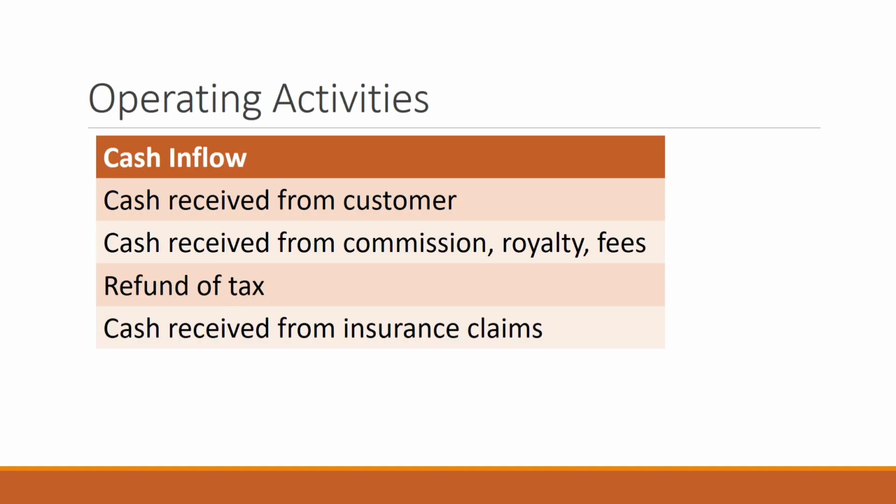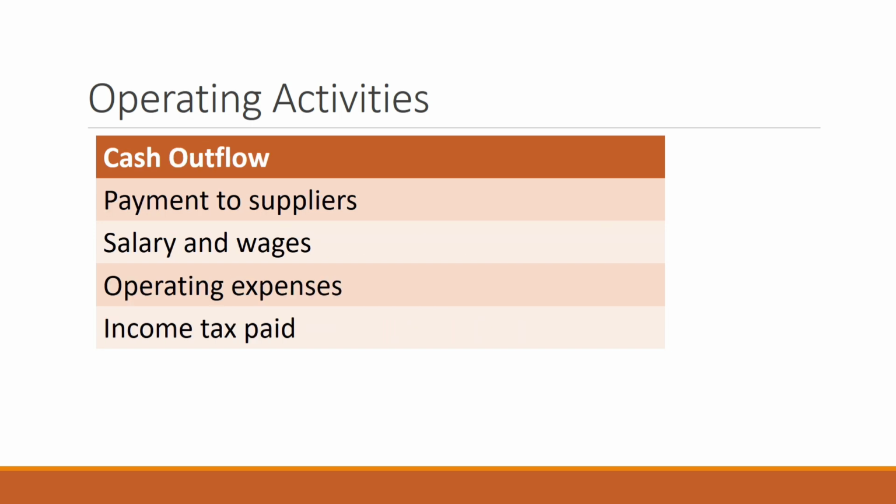Cash inflows from operating activities. This is the cash coming into the business. Cash received from customers, cash received from commission, royalty, fees, etc., refund of tax, cash received from insurance claims, if any. Now comes cash outflow, the money going out of the business. Payment to suppliers, we are paying salaries and wages, normal operating expenses, for example, rent paid, electricity bill paid, income tax paid. These are cash outflows.